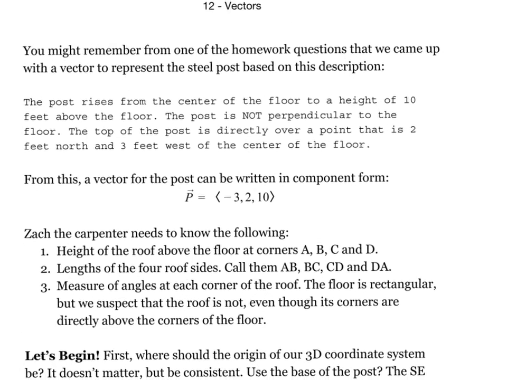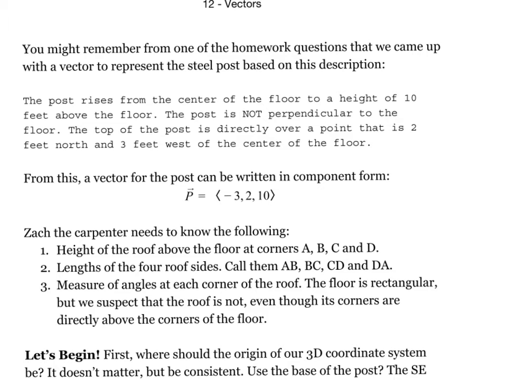Now, there's a piece of the description about the canary cage that's important to us, and that's a description of exactly how that post works that holds up the roof. And that's captured here in this passage. The post rises from the center of the floor to a height of 10 feet above the floor. The post is not perpendicular to the floor. The top of the post is directly over a point that is 2 feet north and 3 feet west of the center of the floor.